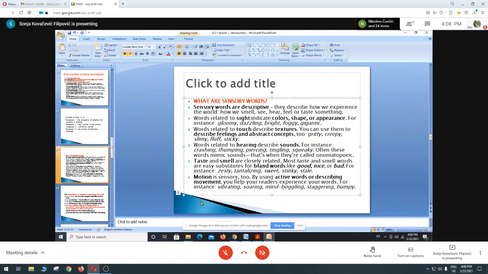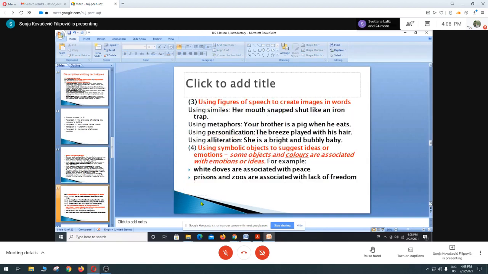Okay? Motion is sensory too. By using active words to describe your movement, you help your readers experience your words. For example, vibrating, soaring, mind-boggling, staggering, bumping. Descriptive words, words relating to your senses, are using figures of speech to create images in words.